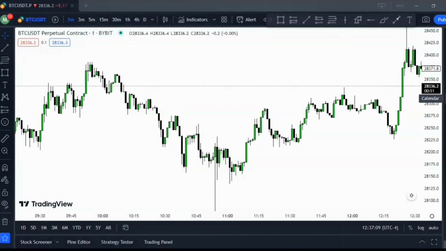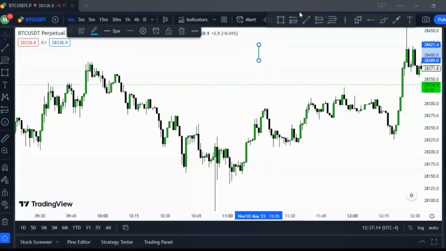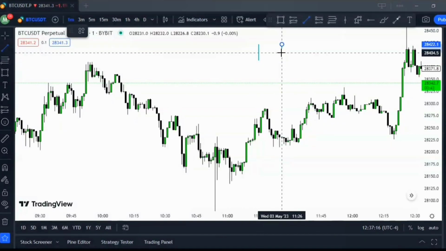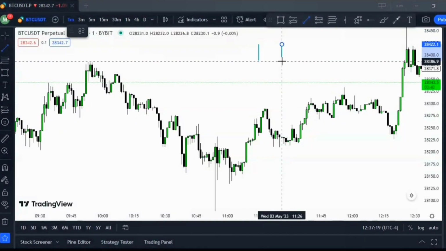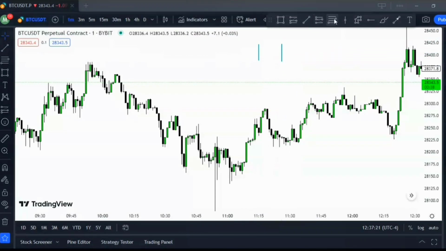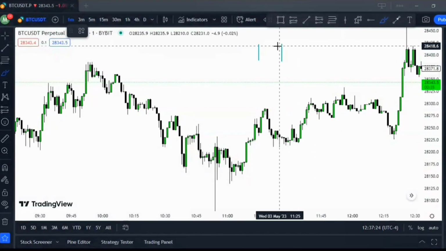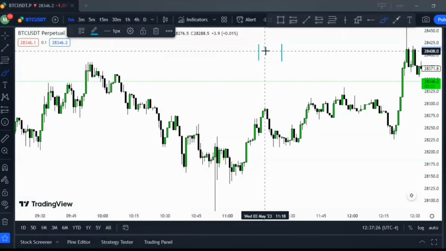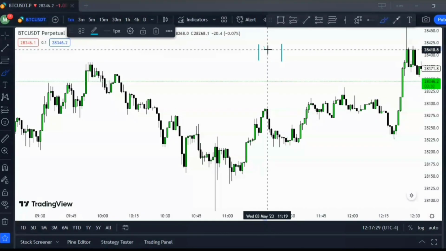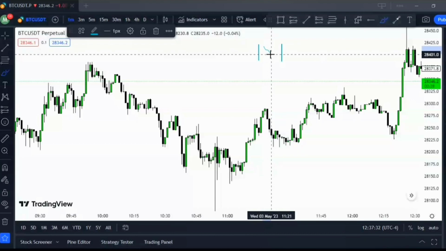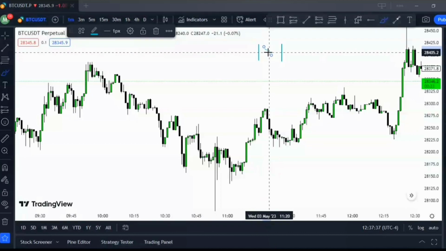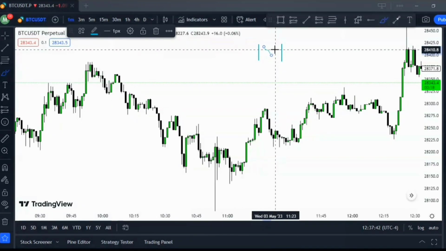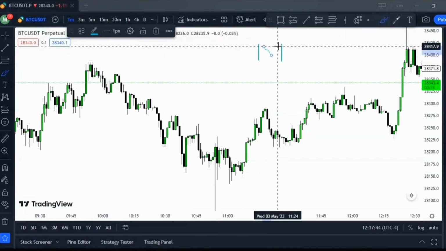So in the silver bullet strategy, you have to trade between 10 a.m. and 11 a.m. New York time. Okay, the timing is 10 a.m. and 11 a.m. So in between 10 a.m. and 11 a.m., you will get a fair value gap, and once the gap gets filled, you will long the market or short the market depending on wherever the market is headed. If the market is going down and the gap gets filled, you have to short it. If the market is going up and the gap gets filled, you have to long it.